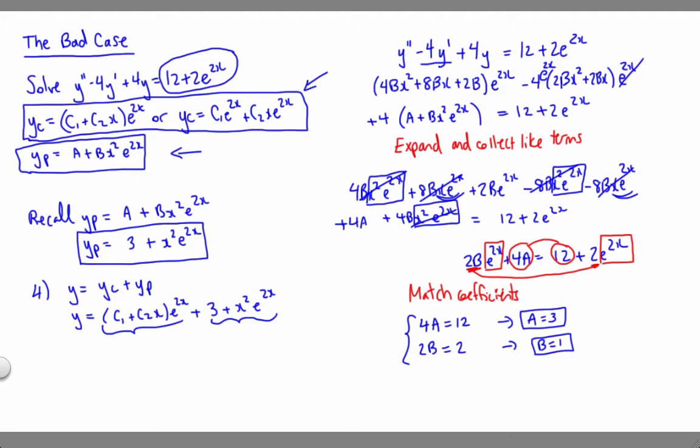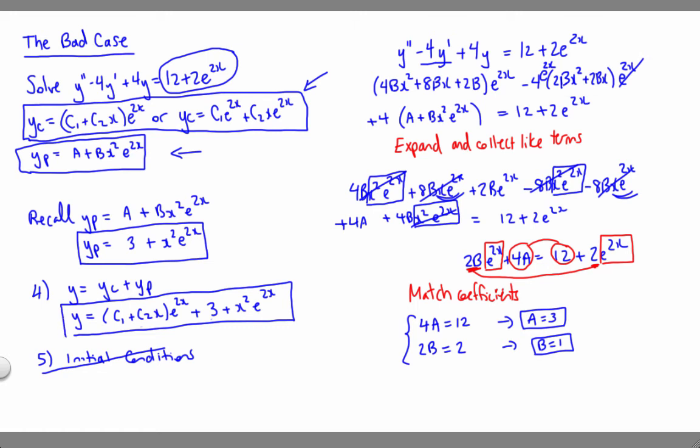Okay, so there we have our general solution. And if there were initial conditions in this problem, we would deal with them in step 5. But fortunately, no initial conditions to deal with in this particular problem. So here we have our general solution. We'll put a box around that because we did a lot of work to achieve that.